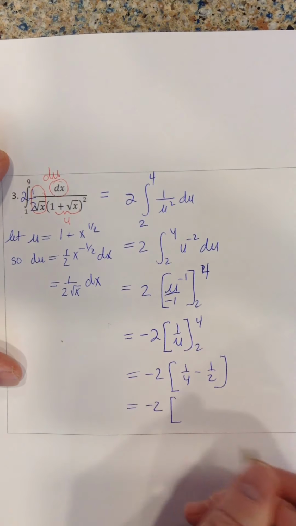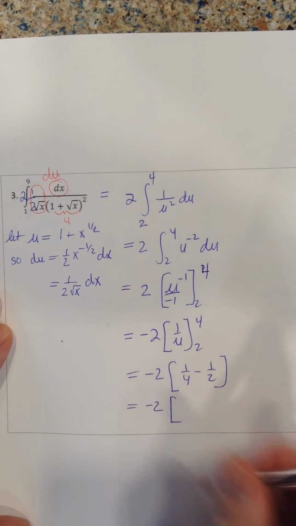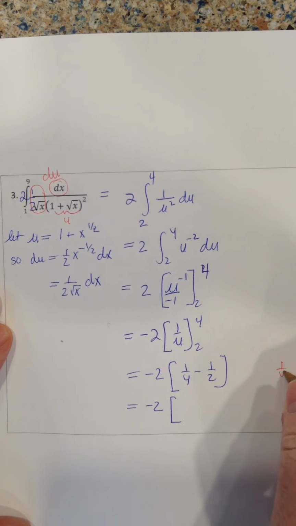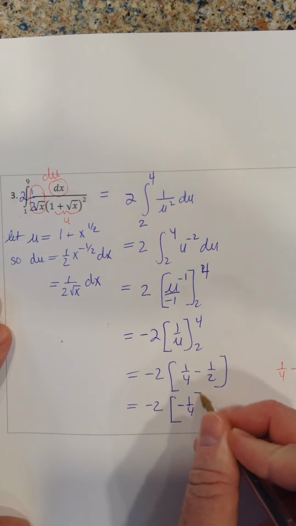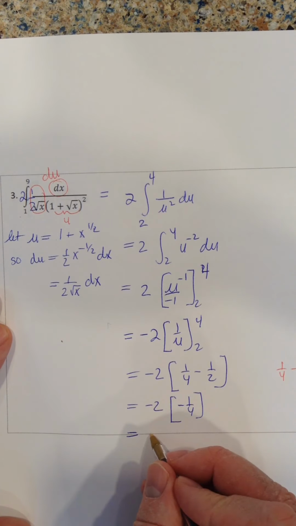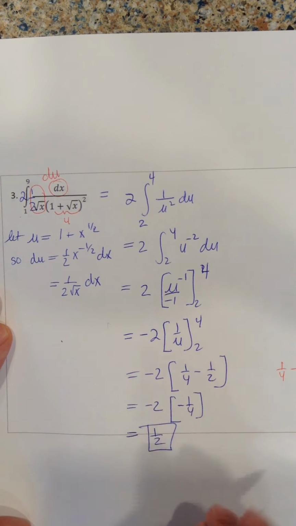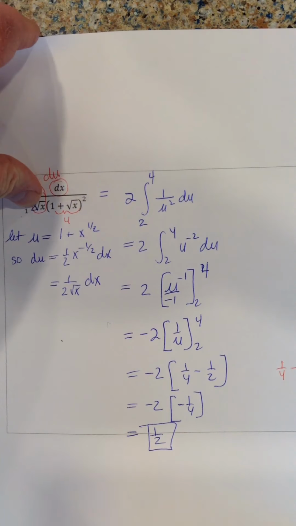Well, a fourth minus a half is, let's see, I'm going to do some scratch work over here. 1/4 minus 2/4 is negative 1/4. Okay, so negative 1/4 times negative 2 is 1/2. So again, the beauty of this is as long as you change your limits of integration from 1 to 9 to 2 to 4, you don't have to sub your x's back in.